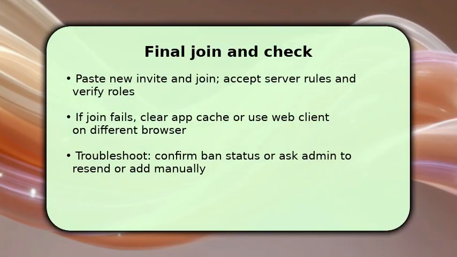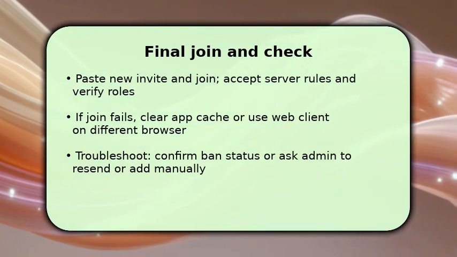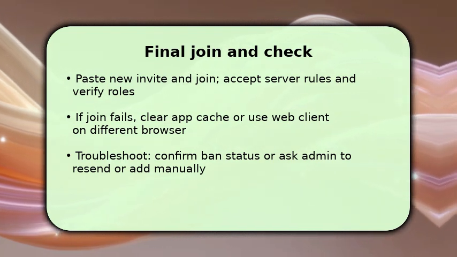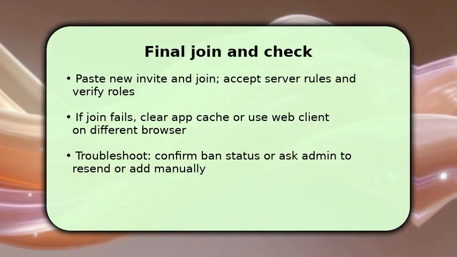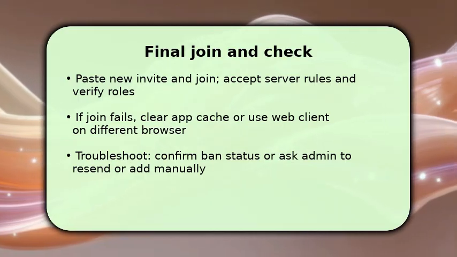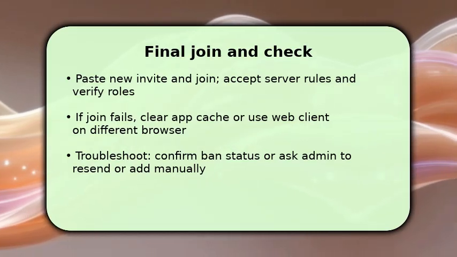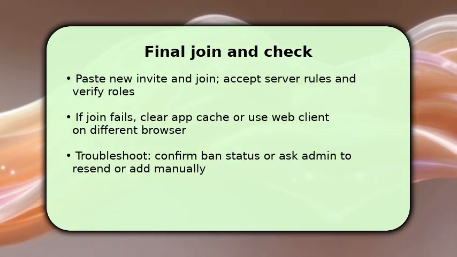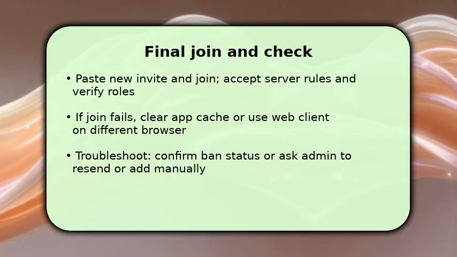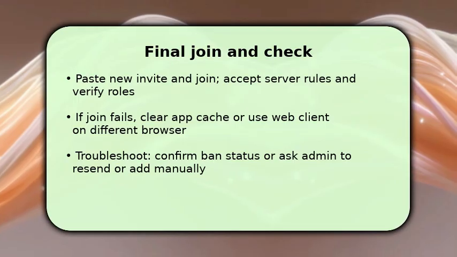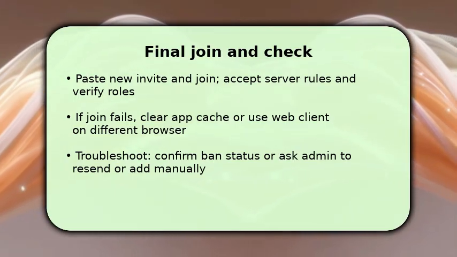You finish by using the new invite and following on-screen prompts to accept rules or complete server verification. Make sure your client is up to date. If joining fails, clear the Discord cache or switch to the web client in a different browser, then try the link again. If problems persist, confirm with the admins whether you were banned or if the invite has IP or age restrictions, and ask them to add you manually or change invite settings as the fastest fix.